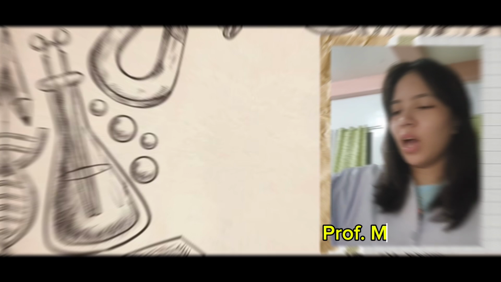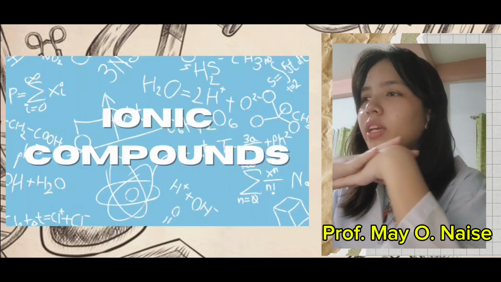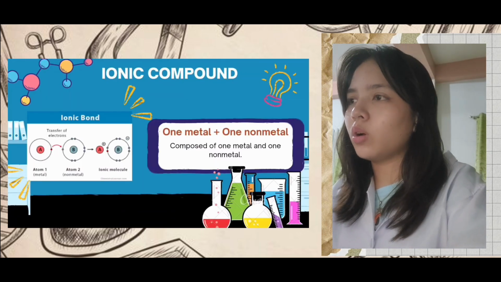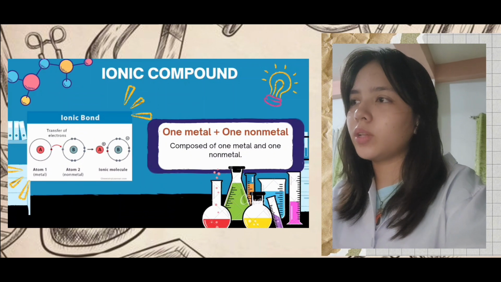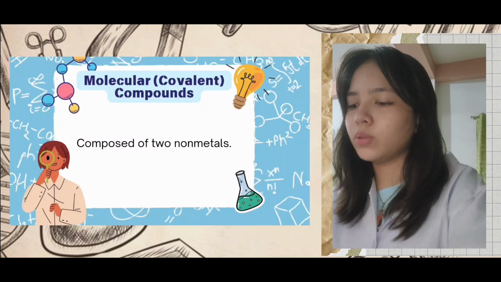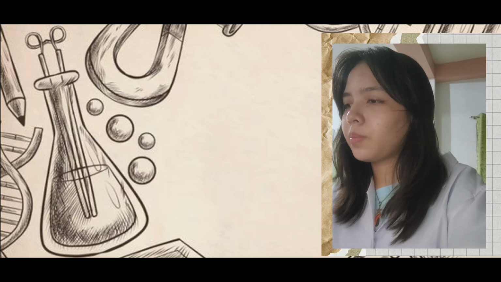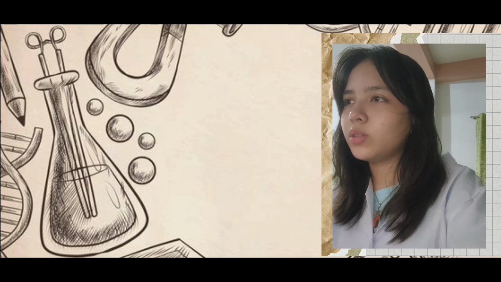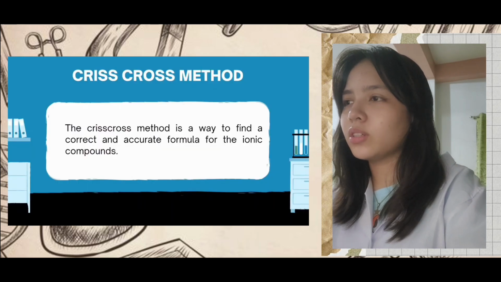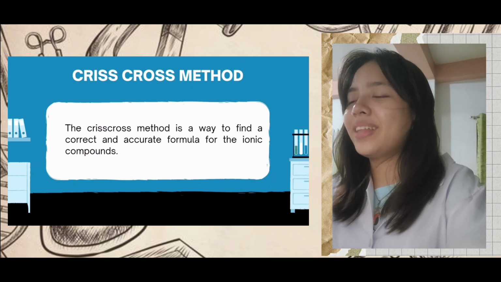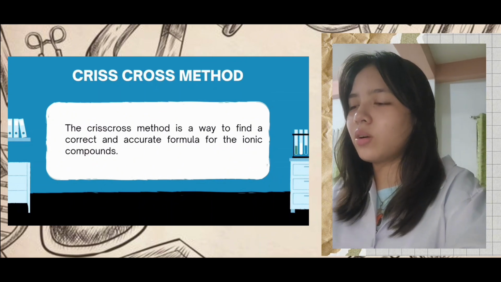Okay, hello. I want to share my knowledge about ionic and covalent compounds. So let's get straight to the point. Ionic compounds are composed of one metal and one nonmetal, while covalent or molecular compounds are composed of two nonmetals. Before we talk about naming, we should talk about the crisscross method. The crisscross method is a way to find the correct and accurate formula for ionic compounds.